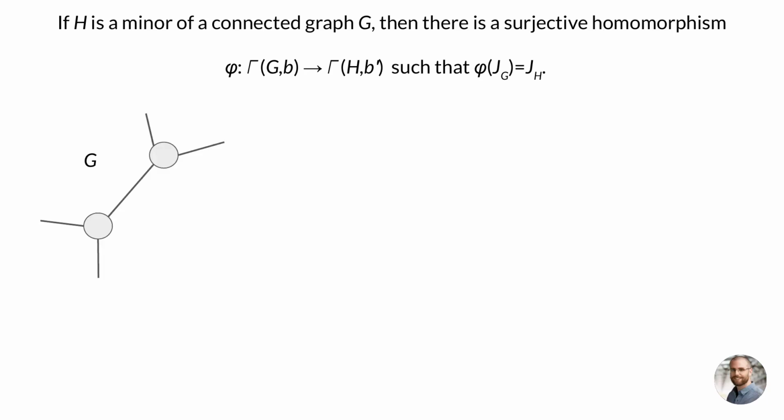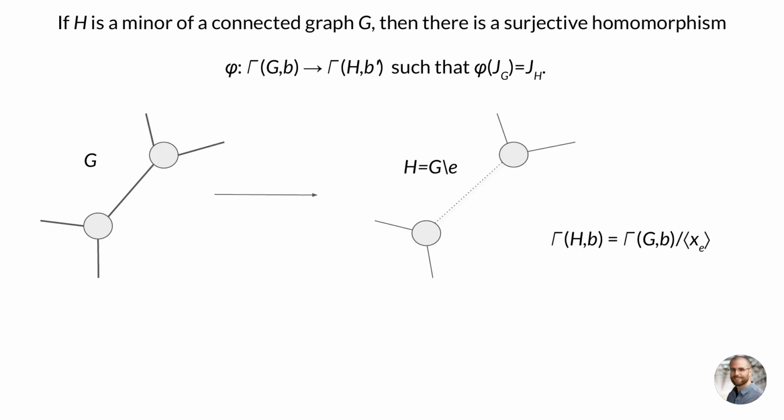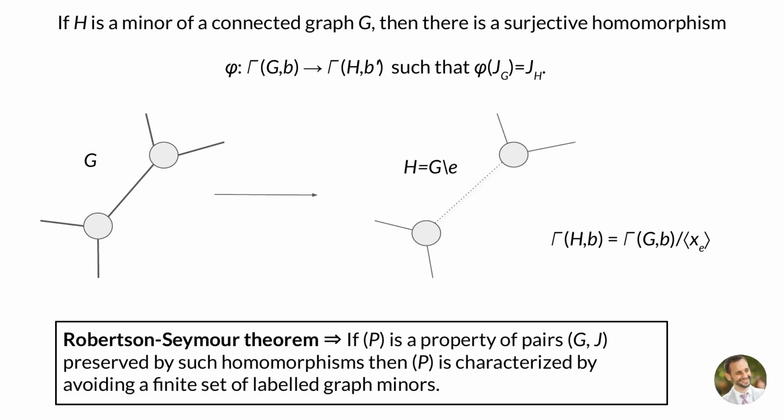For example, if we start with graph G and delete an edge e to get a new graph H, then the incidence group of H is the quotient of the incidence group of G by the normal subgroup generated by x_e. Something similar happens for the other graph minor operations. The Robertson and Seymour theorem implies that if P is a property of G preserved by such homomorphisms, then P is characterized by avoiding a finite set of labeled graph minors.